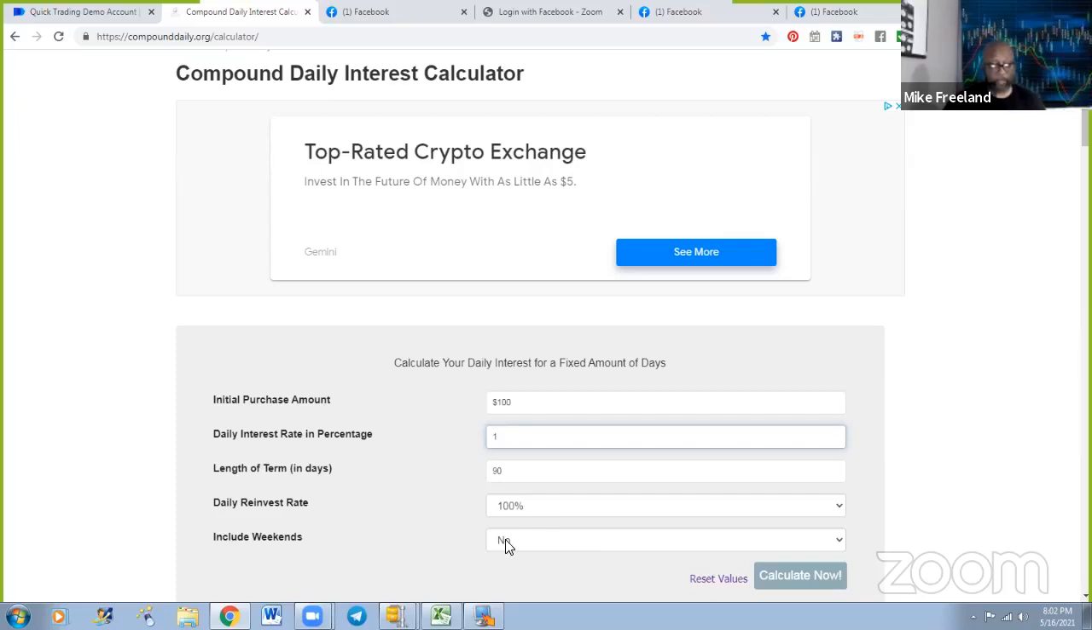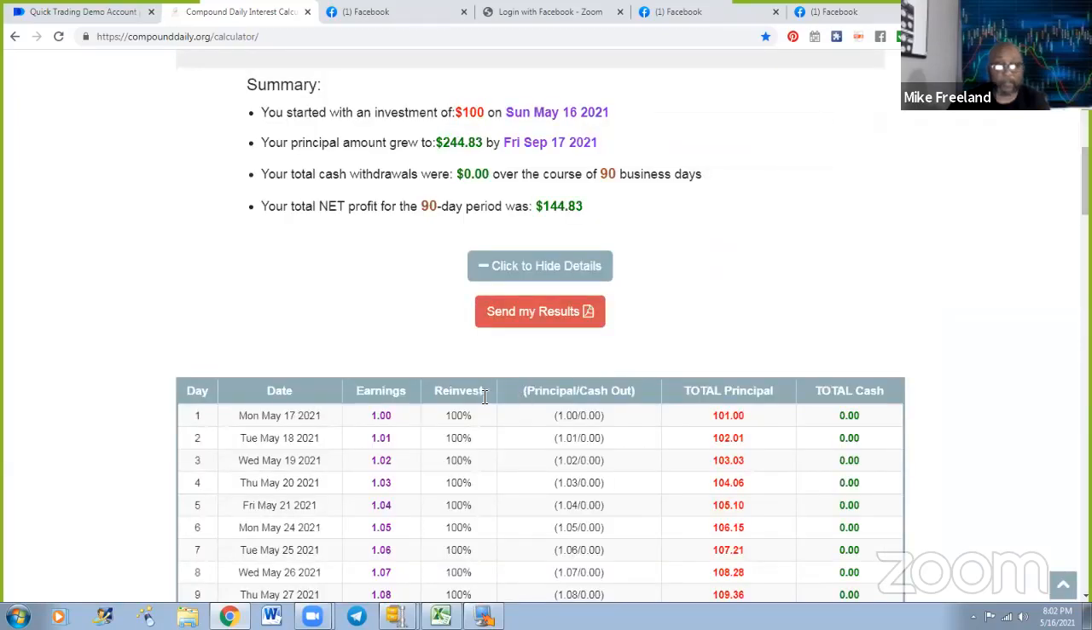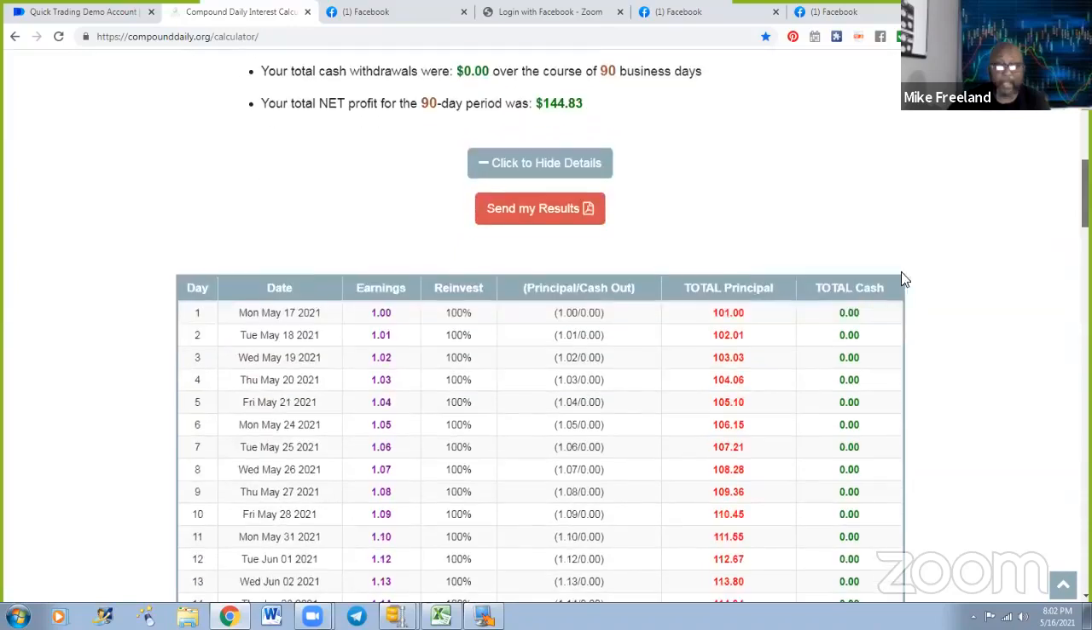And normally I would put no weekends, but with this indicator, I'm comfortable trading on weekends with OTC. And then when you calculate it, it'll give you the $100. It'll show you when you start, and what your account grew over a 90-day period, the net profit, boom. Then it'll show you day by day. If you go day by day trading for these amounts, you get this, you close, you get this, you close. And for the day, you're not taking anything out.